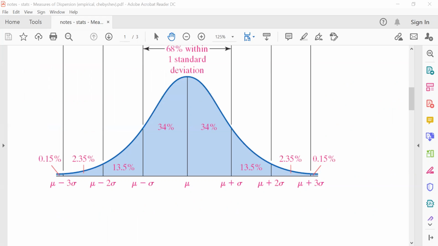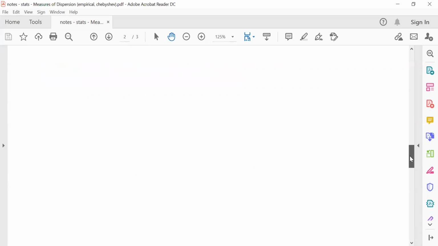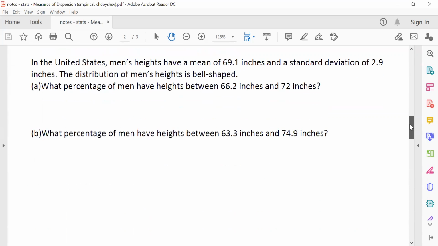Okay, so let's see if I'm getting any questions out there in the Zoomosphere. Okay. So in the United States, men's heights have a mean of 69.1 inches and a standard deviation of 2.9 inches. The distribution of men's height is bell-shaped. If the distribution wasn't bell-shaped, you can't use that empirical rule. So let's see if, without the chart, without that bell-shaped curve graph over there, we can do this one just knowing the logic behind it.